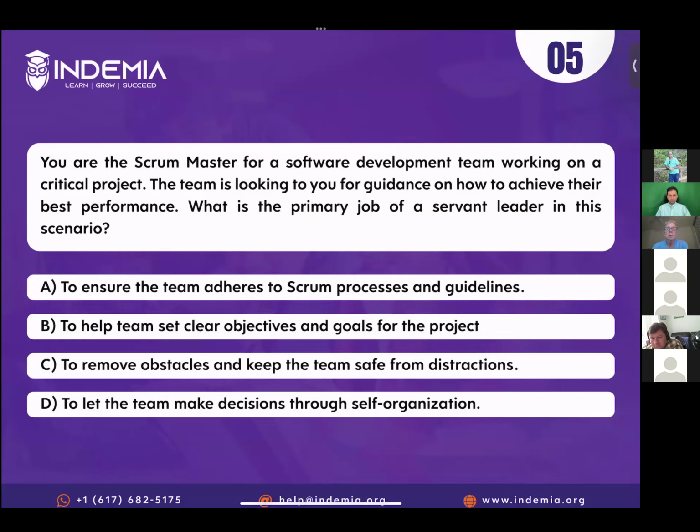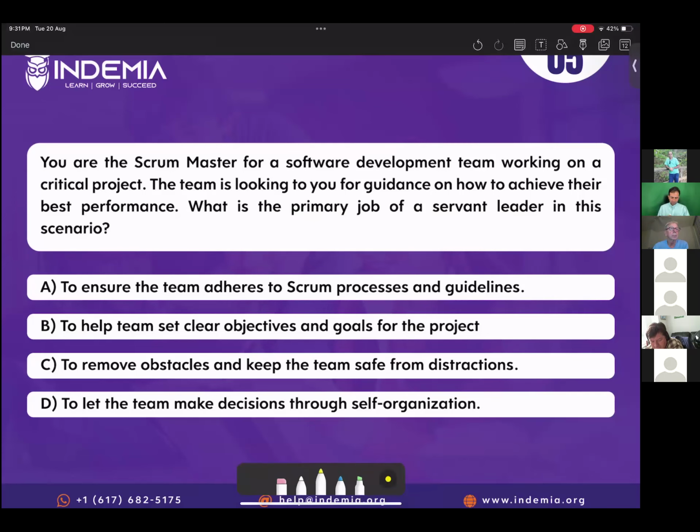All right, Beth, you have chosen option C. Yeah, I think that's the definition of servant leadership, for a PM, right? A servant PM, removing obstacles and letting them do their job without distraction. The other ones are, well, not so much A. B and D are really good options, but again, I think the definition of servant leadership is the removal of obstacles and distractions. All right, thank you.